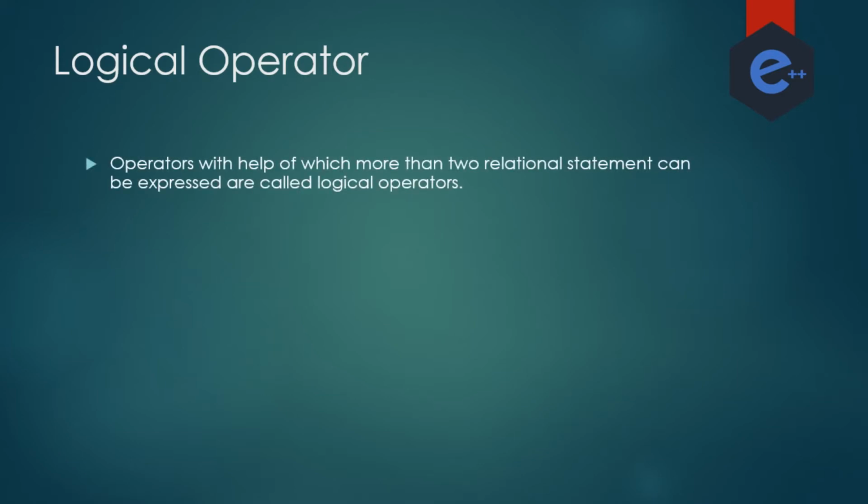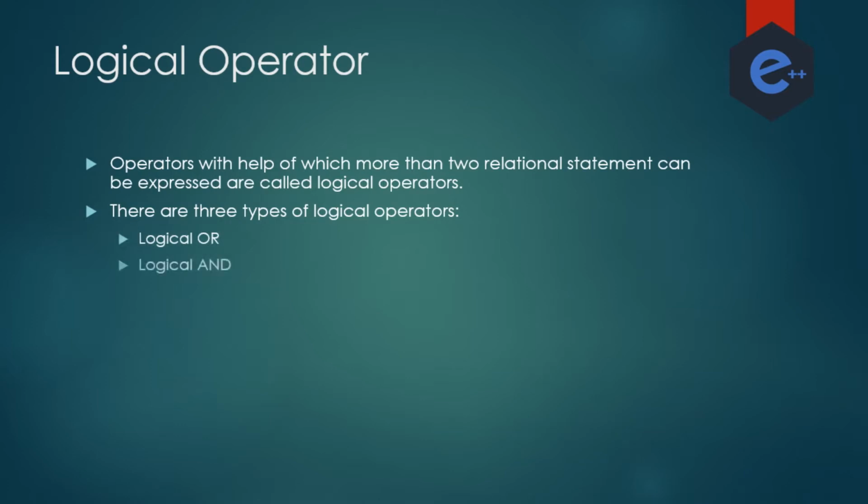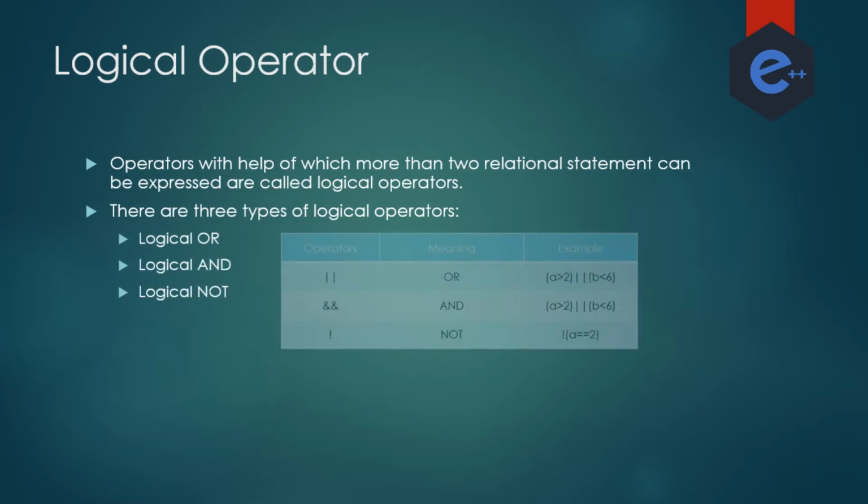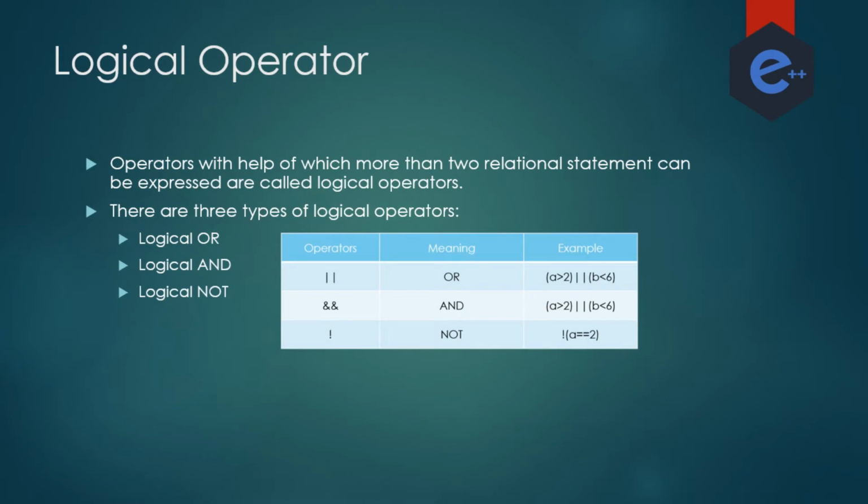What are logical operators? Operators with the help of which more than two relational statements can be expressed are called logical operators. There are three types of logical operators in C++. 1. Logical OR, 2. Logical AND, 3. Logical NOT. You can see the table of logical operators on your screen. Logical operators also return true and false value: 1 for true value and 0 for false value.